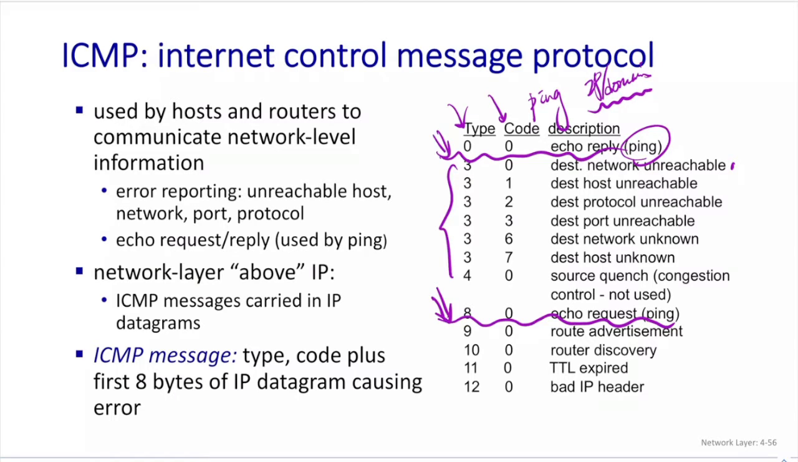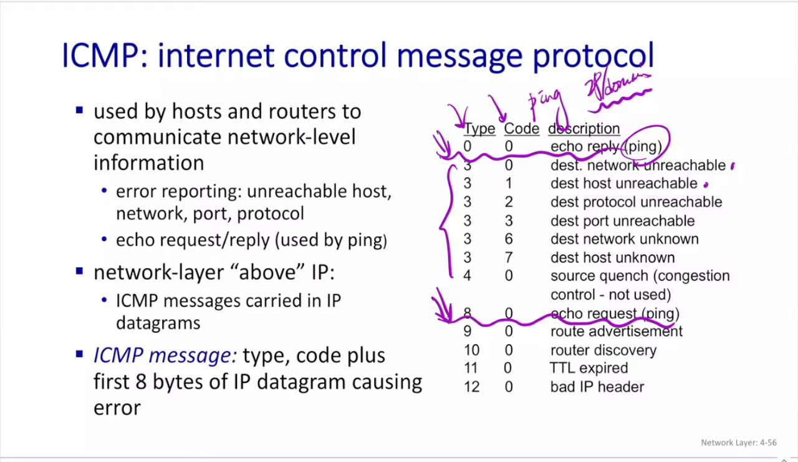3 and 0 means the destination network is unreachable. That means the routers in the internet cannot find a path to the destination's network. Maybe the subnet disappeared, or maybe the subnet cannot be reached. For example, you send a ping to a private network. There are a lot of different errors.